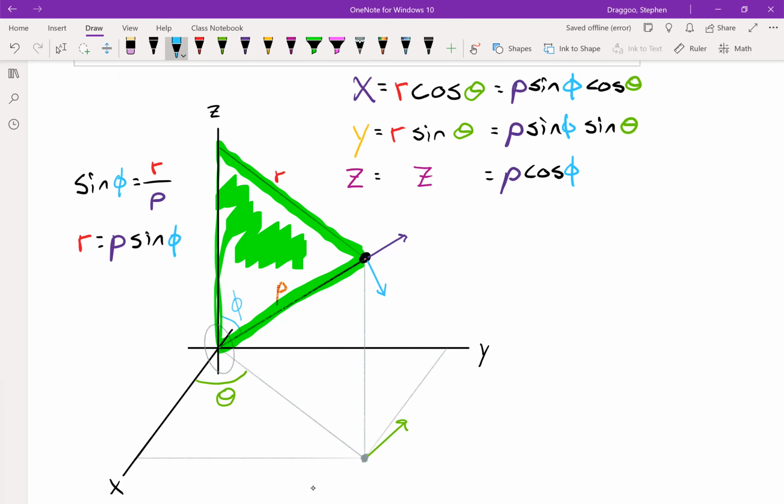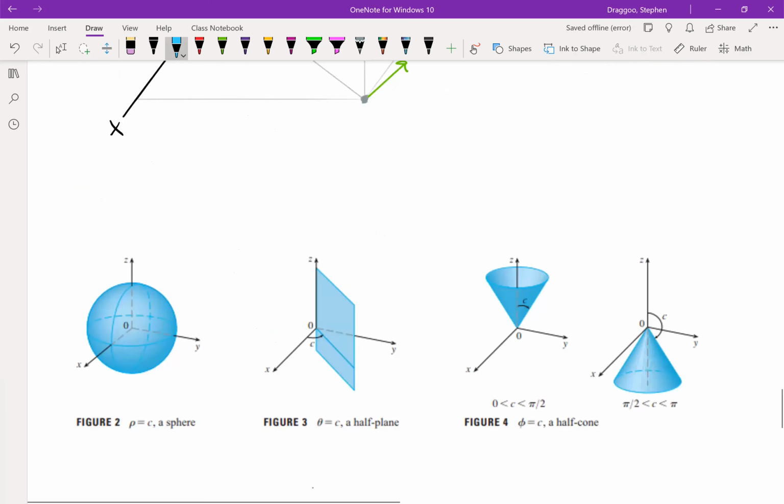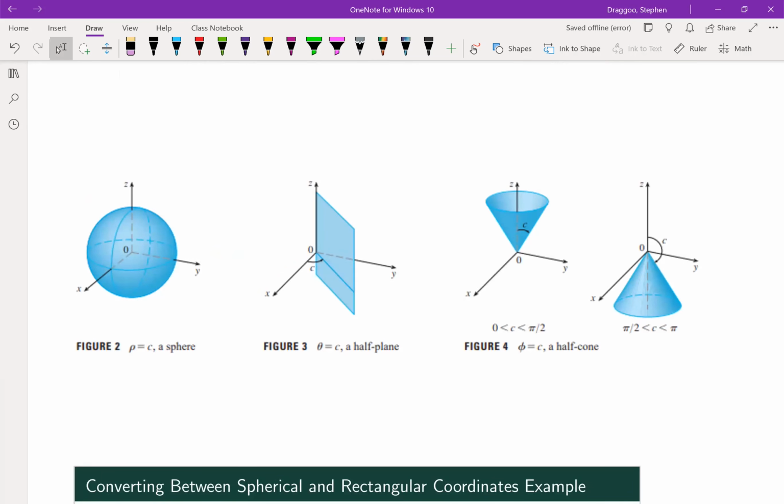And there we have it. Those are the cylindrical coordinates. All right, after that, we look at a few basic shapes in spherical coordinates.